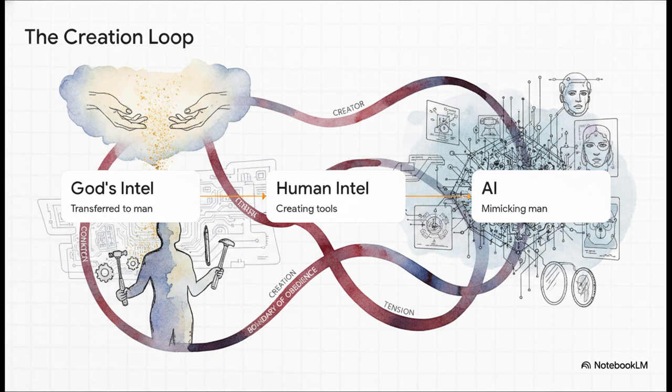To bring this explainer all together, we've walked through a fascinating loop made up of 3 distinct stages. 1. God's intelligence transferred to man. 2. Human intelligence creating tools and driving progress. 3. Artificial intelligence mimicking man. And running like a thread through this entire repeating loop is the deep tension between a creator, their creation, and the absolutely crucial boundary of obedience.